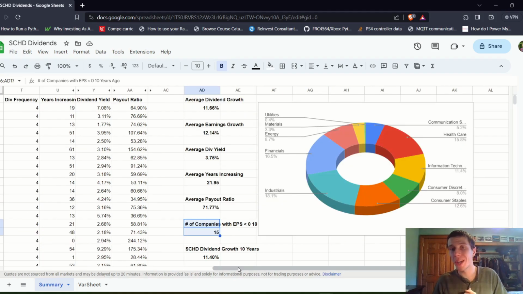But we can also take a look at the sector allocation for the ETF. So the biggest sector is industrials, just over 18%, then financials at 16.5%, and healthcare at 15.8%. I think notably for me is tech, which is only 11.4% from an ETF that has double-digit dividend growth. I would expect tech to be a little bit more.